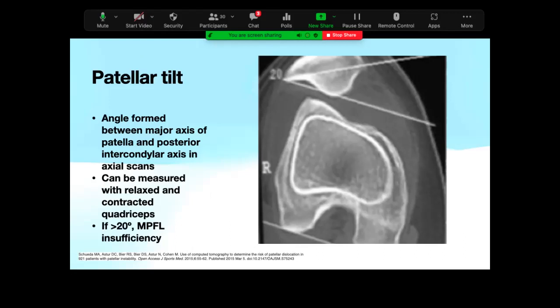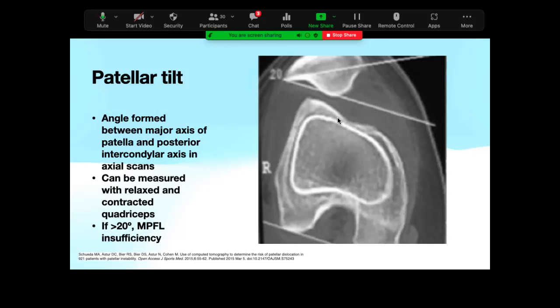The other parameter is patellar tilt. Patellar tilt in CT scan is easily measured as compared to X-ray. We overlap two images, one at the trochlear groove and the other a little distally at the posterior condyles. One intercondylar axis is drawn posteriorly, and the transverse axis of the patella, at the level of maximum width, is drawn. The angle subtended by this line to the parallel of the posterior intercondylar axis is considered patellar tilt. The cutoff value is 20 degrees.